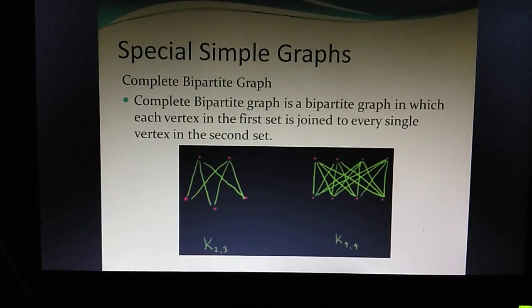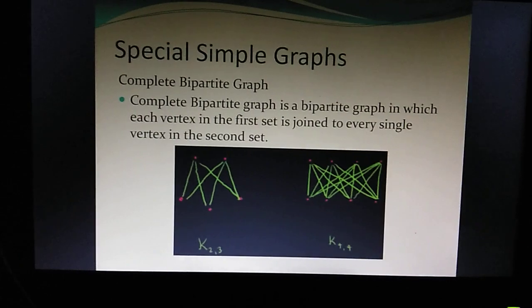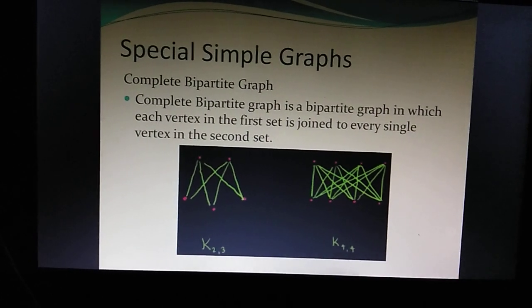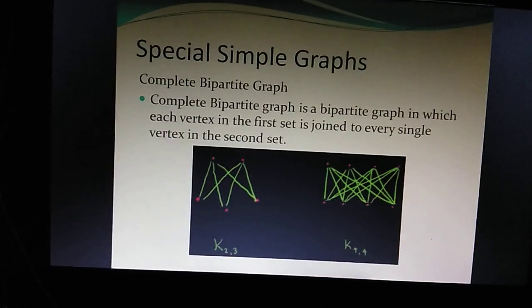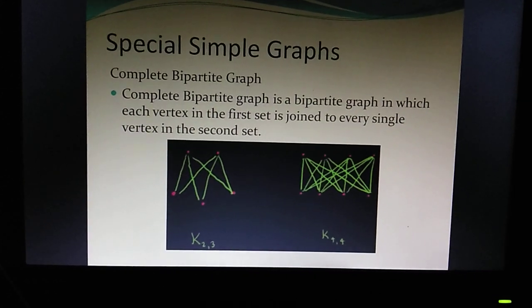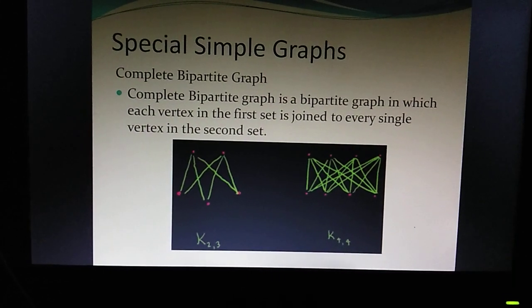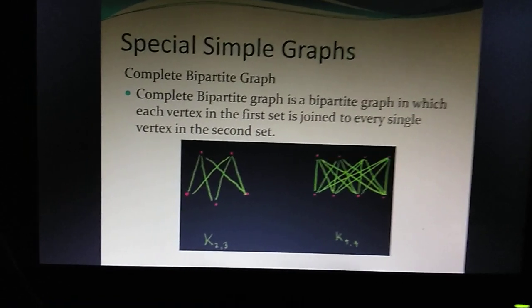Next one is the complete bipartite graph. A complete bipartite graph is a bipartite graph in which each vertex in the first set is joined to every single vertex in the second set.